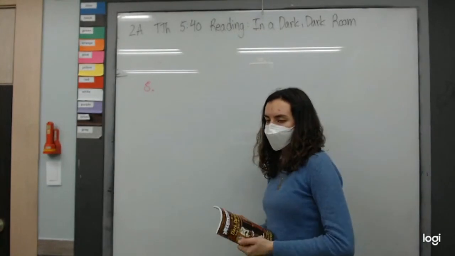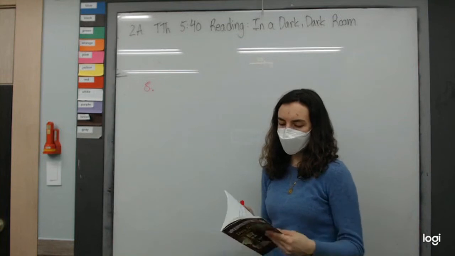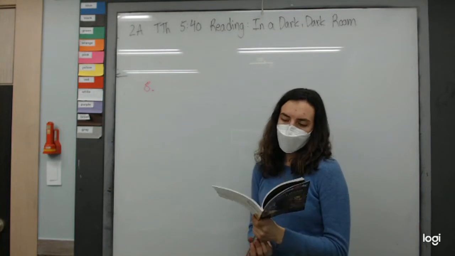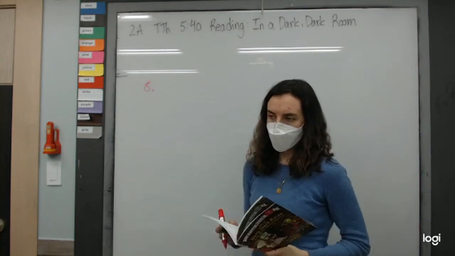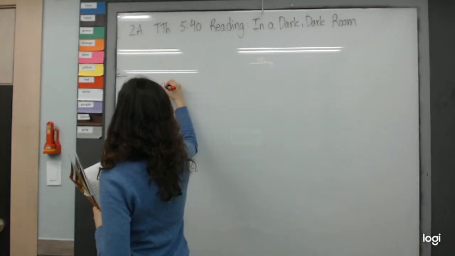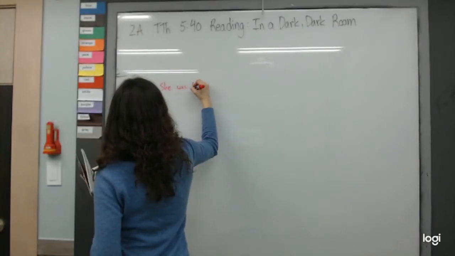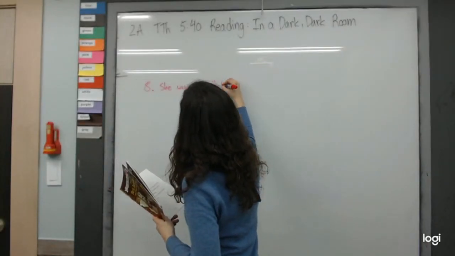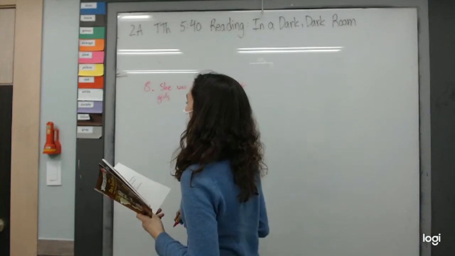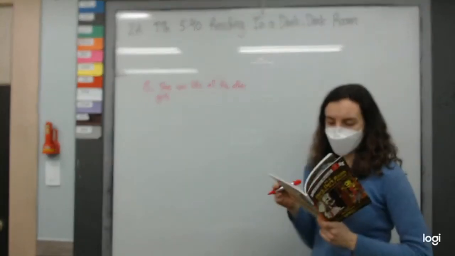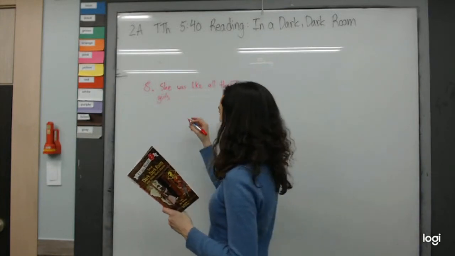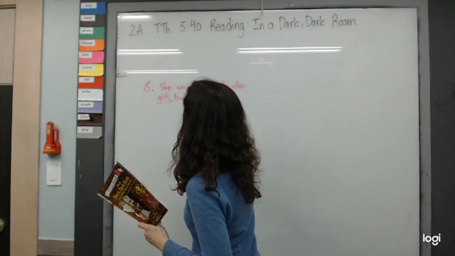So, the first question we have in the book is describe Jenny. What does Jenny look like and what does Jenny act like? She was like all the other girls, but what? There was one thing different. What was the one thing different about Jenny? She always wore green. Yeah, she was like all the other girls, but one thing was different.